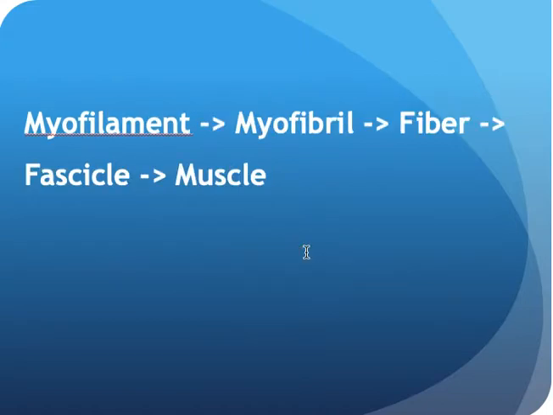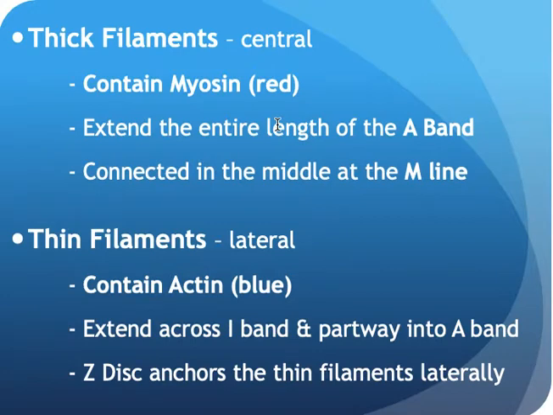Okay, so now we've added one more. So we had a myofibril, a bunch of them make up a fiber, a bunch of fibers make up a fascicle, a bunch of fascicles make up a muscle. Now we have our myofilaments, and a bunch of these are going to make up that myofibril. Okay, so we've just added one more smaller element to the mix here. Okay, so what are these filaments?